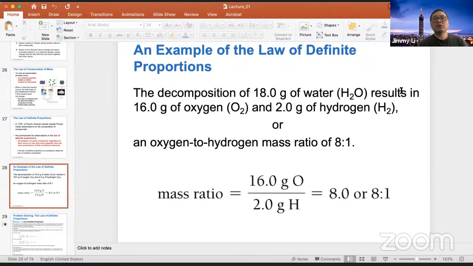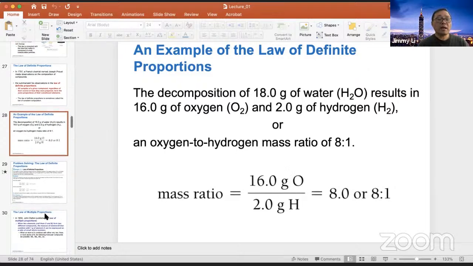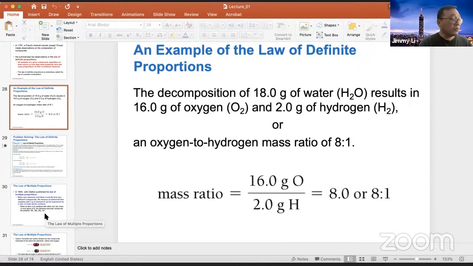Again, we just talk about water here. The water has 18 grams. Why do we say 18 grams? Because H is roughly 1 and O is 16, so the total is 18. When you break down 18 grams, you get 16 grams of oxygen and 2 grams of hydrogen. So if they ask you what the mass ratio between oxygen and hydrogen is, it is 16 over 2, so it's an 8-to-1 ratio. That's the law of definite proportion.